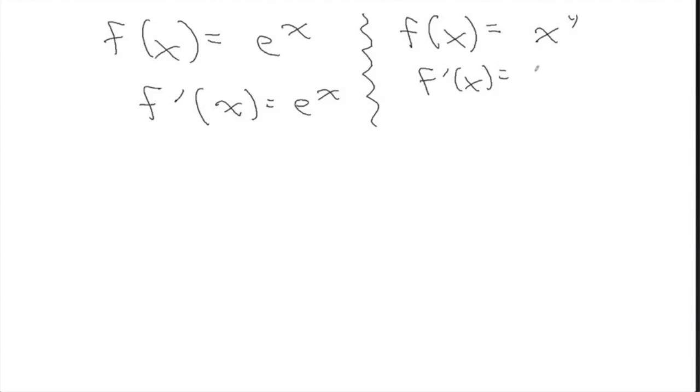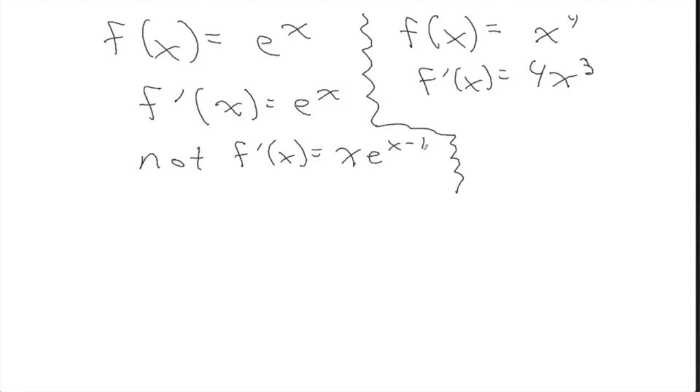What's this derivative? 4x to the third. Good. But it seems like you followed a different pattern over here. You didn't say that this was... It seems like if we were following the same pattern, we might say that the derivative was this. Do you see how I got this? Mm-hmm. Now, this is a mistake. This is wrong. Do you see why this pattern doesn't apply to this function?